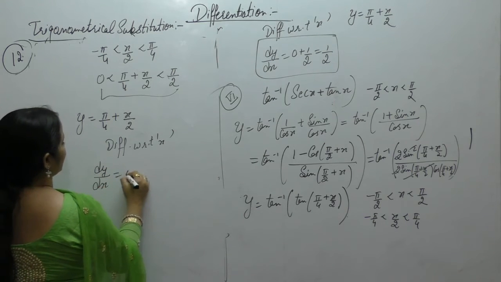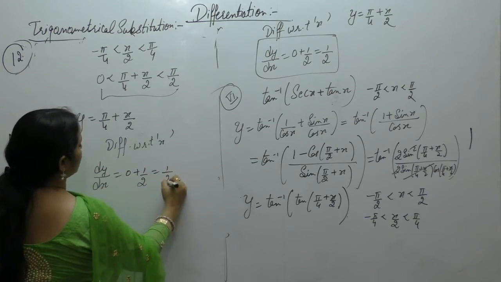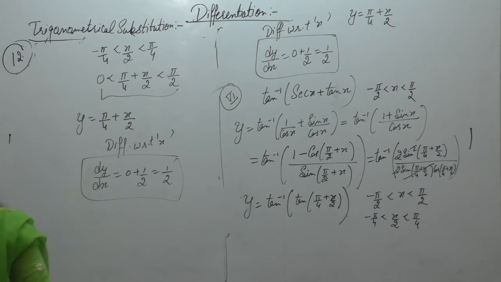dy upon dx is 0 plus 1 by 2, that is 1 by 2. Note it down.